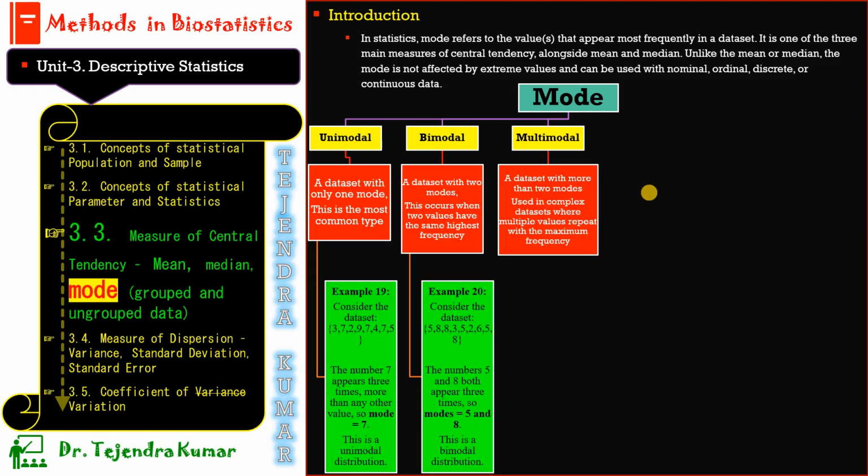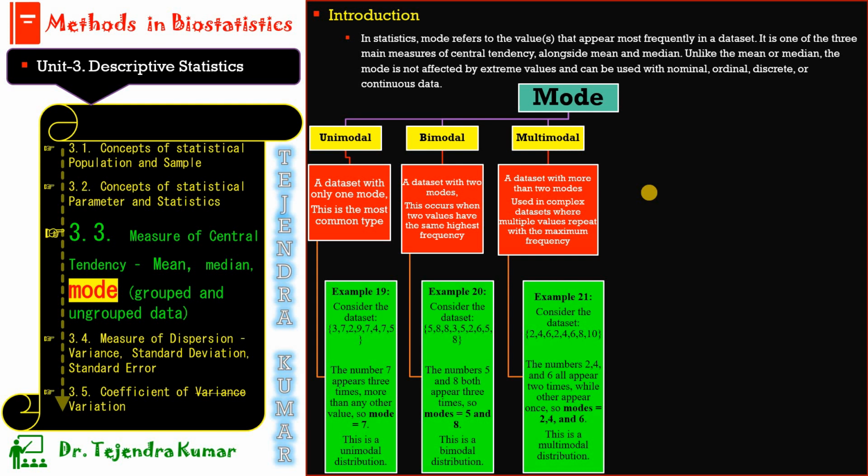Multimodal distribution, a data set with more than 2 modes. This is used in complex data sets where multiple values repeat with maximum frequency. So in this example, consider the data set 2, 4, 6, 2, 4, 6, 2, 8, 10. The numbers 2, 4 and 6 all appear 2 times, while others appear once. So the modes are 2, 4 and 6. This is a multimodal distribution.